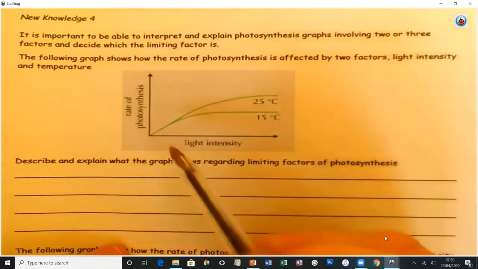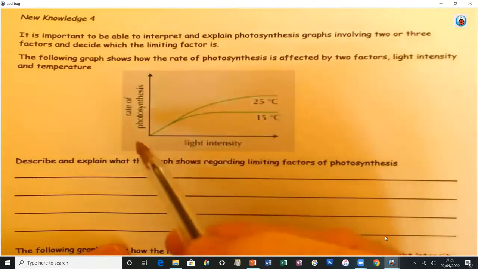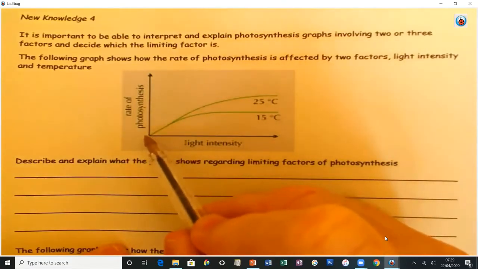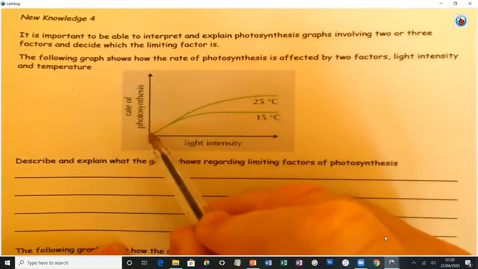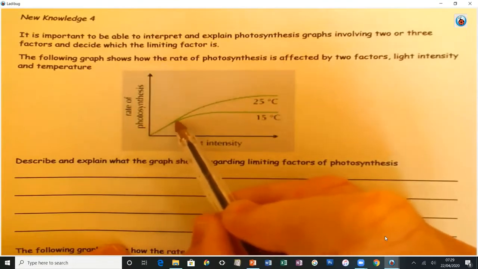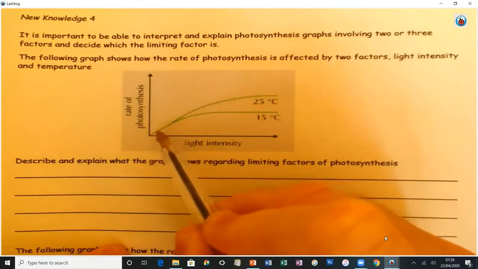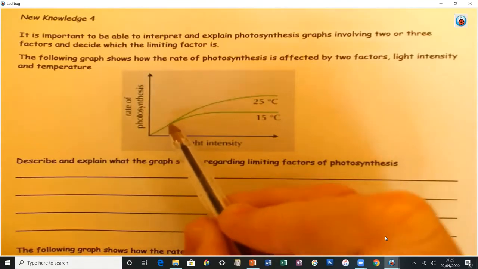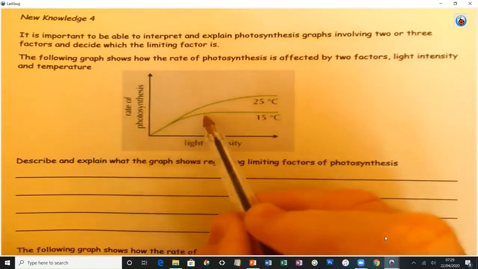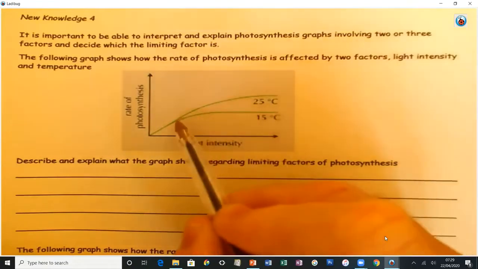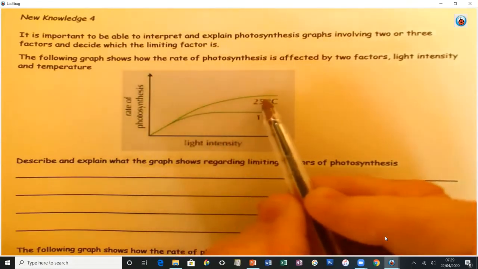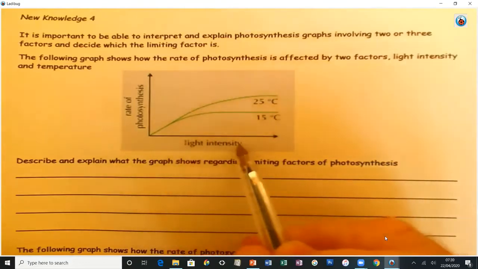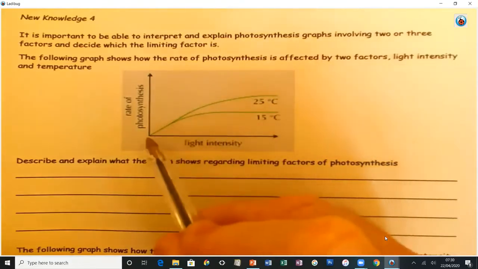So what can we say about this graph? Well, if we look at the graph, first of all, at the start, both lines show that as light intensity increases, the rate of photosynthesis increases, and it's increasing steadily. Then the lines level off. We can see the lines are leveling off, and they're leveling off because the light intensity is no longer the limiting factor.